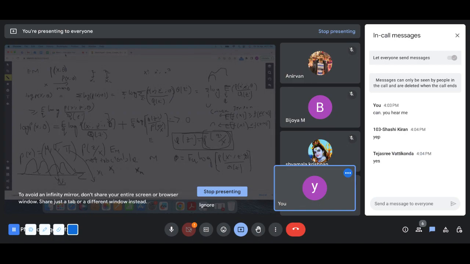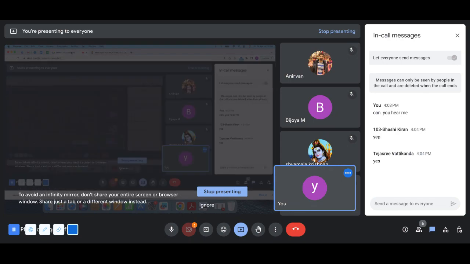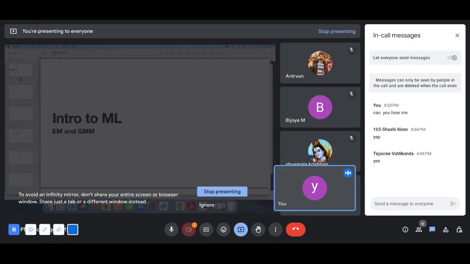Okay, so this is a quick overview of your EM algorithm. Any questions on this? I will start solving questions quickly.